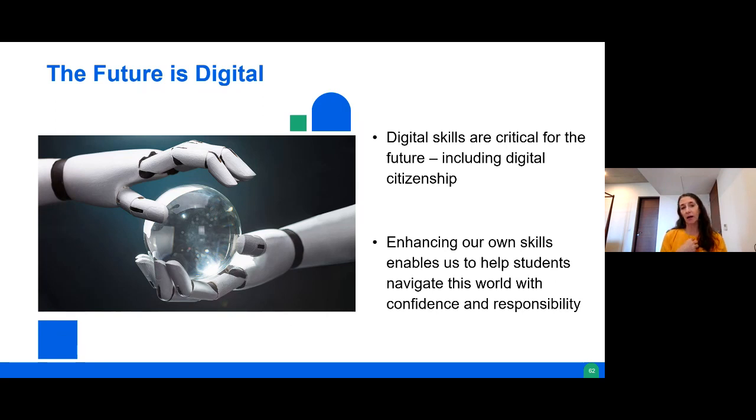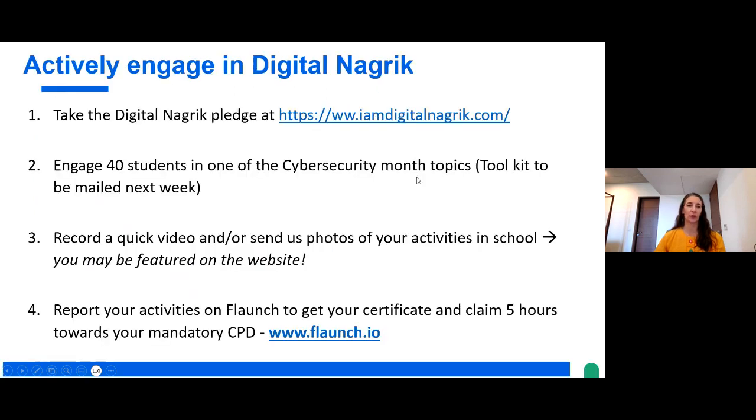And by us as adults learning all of these skills, it helps us help our students, our children, even our parents or grandparents, to navigate the digital world with increased confidence, and to make sure that people are staying safe, increased safety. Okay, so that is why something like digital citizenship is really critical.